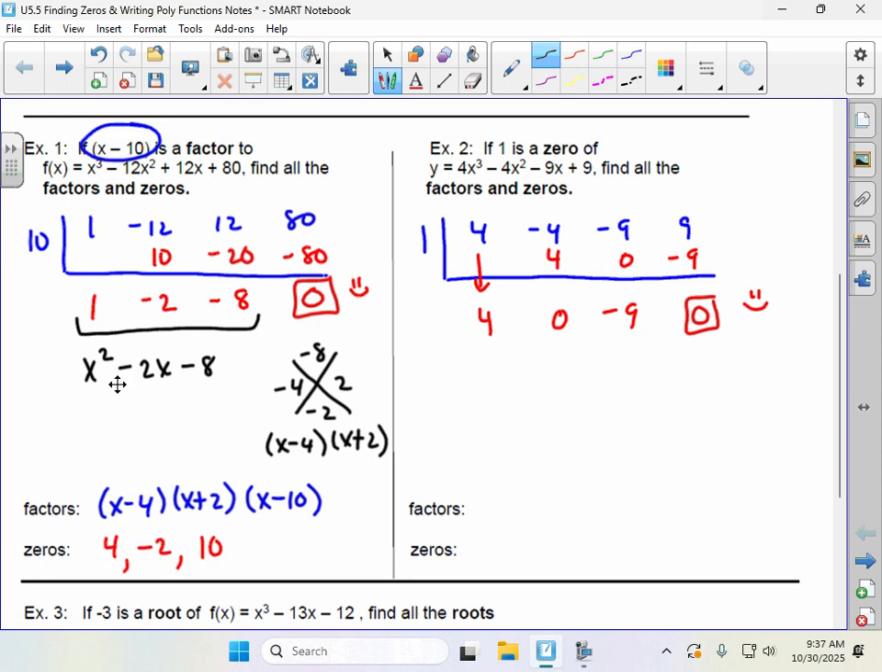And now we want to go ahead and write the new polynomial. Again, the original one started with x to the third, so ours will start with x squared. So 4x squared. Now, the next term would be plus 0x, but because it's 0x, we're not going to put that in. And then minus 9. Okay, now 4x squared minus 9.